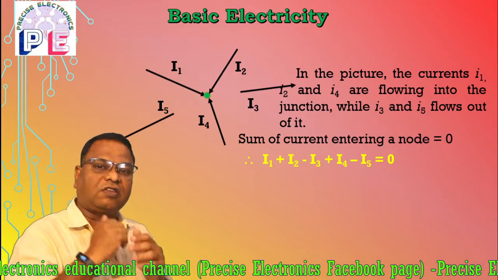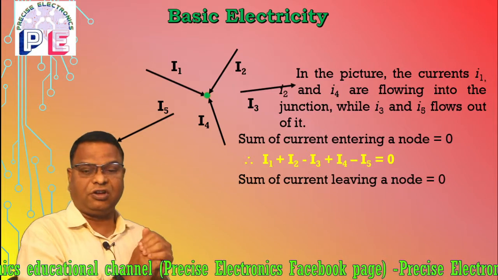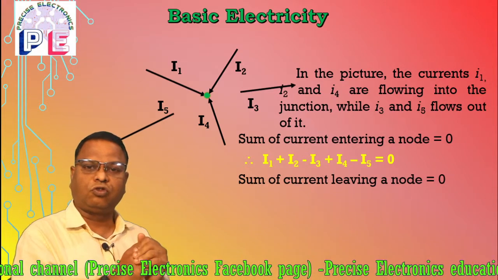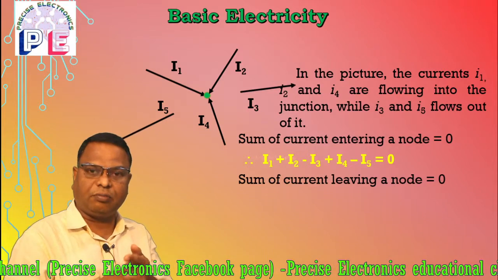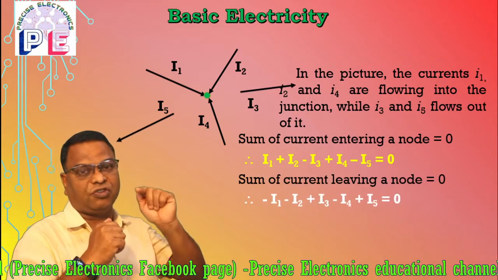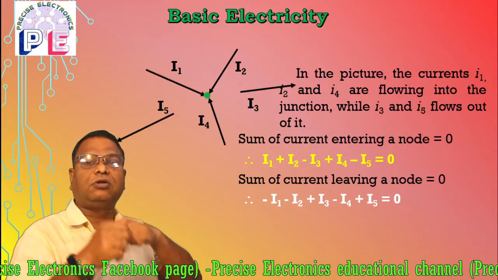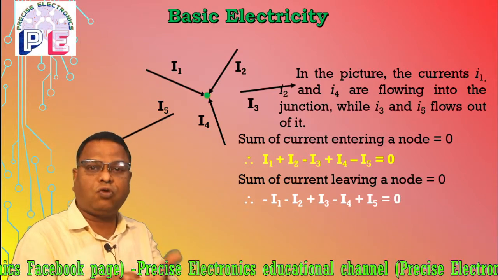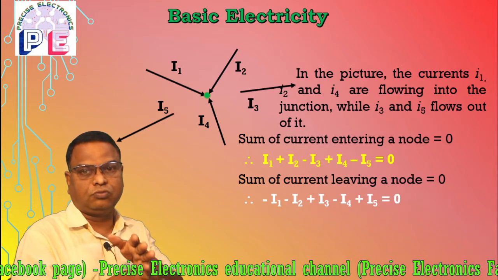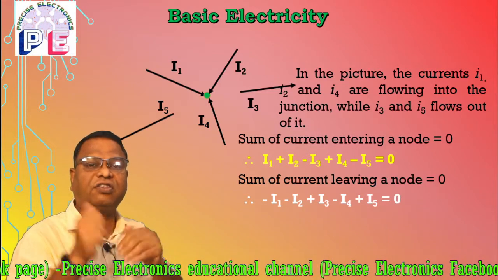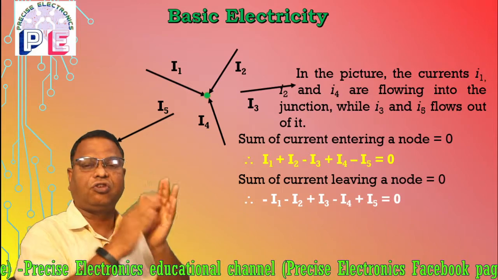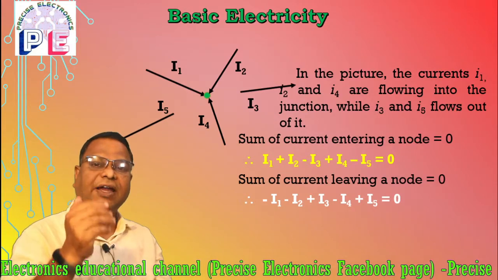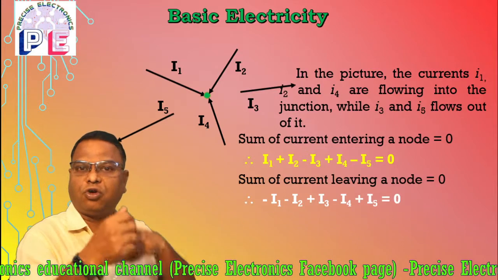Similarly, the sum of current leaving the junction is also 0. So it is now minus I1, because the current is moving away from the junction. It is minus I1 minus I2 plus I3 minus I4 plus I5. In this case the reference is the current moving away from the junction. So minus I1 minus I2 plus I3 minus I4 plus I5 is equal to 0.